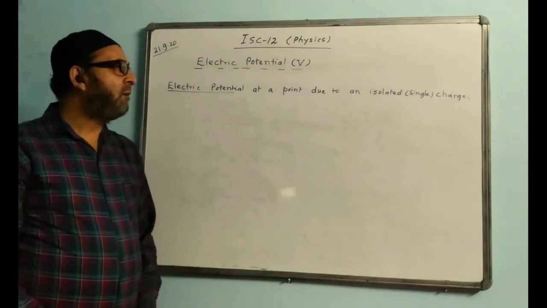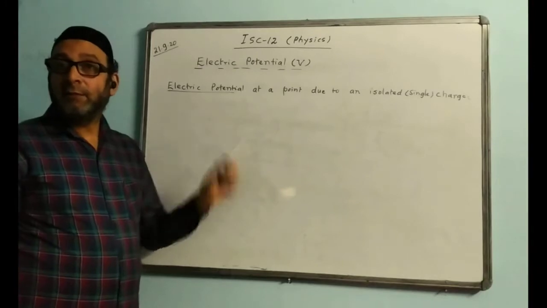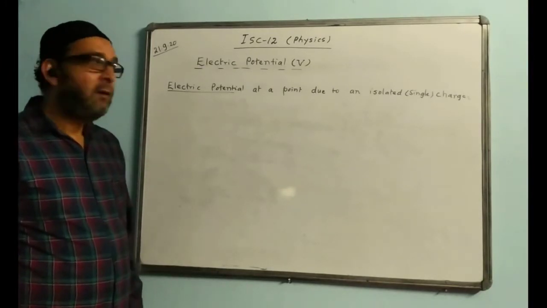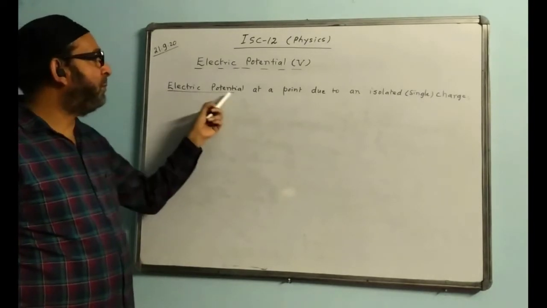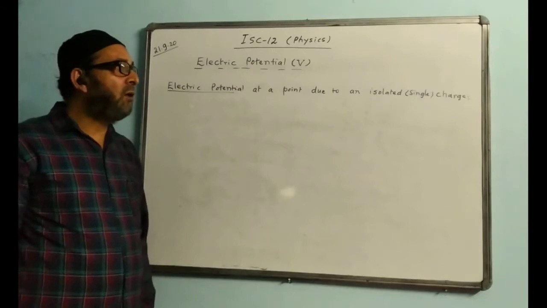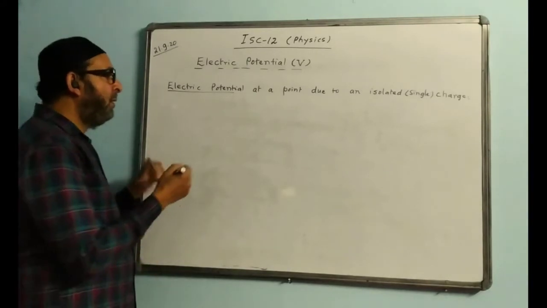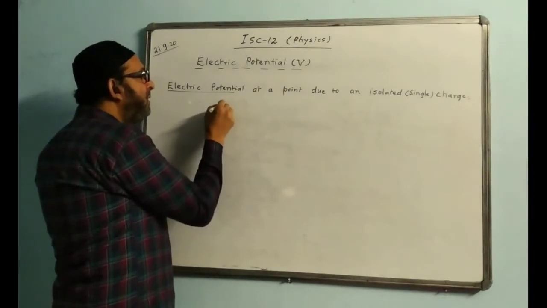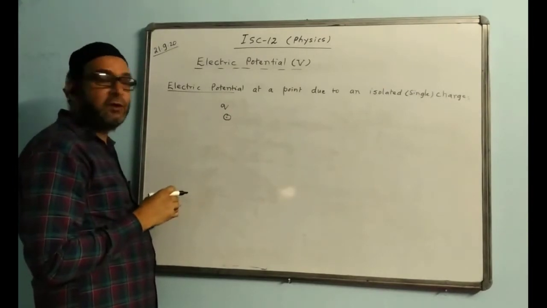This question had come in the year 2017. You will see the IC question. This one came in 2017. Okay, the question is, derive an expression for the electric potential at a point due to an isolated or single charge. For that, we draw the diagram. We take a single charge. That single charge may be small q or capital Q.